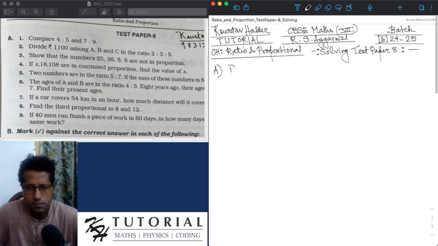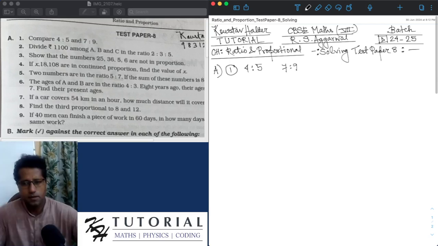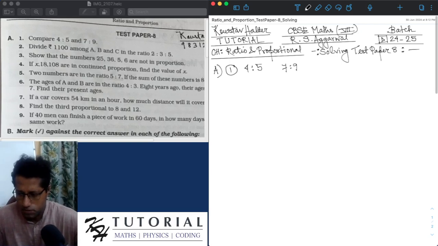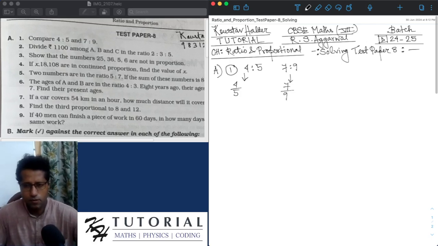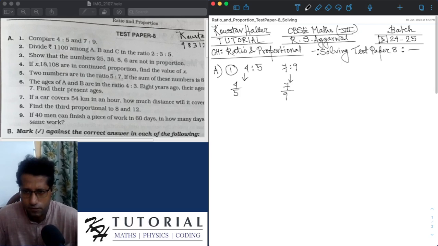First problem. It is asking to compare the ratio 4:5 and the ratio 7:9. So we know that we compare two ratios just as we compare two fractions. So first we will convert the two ratios into fractions. We know that 4:5 is nothing but 4/5. Similarly, the ratio 7:9 is the fraction 7/9. Now we have to compare the fractions 4/5 and 7/9.